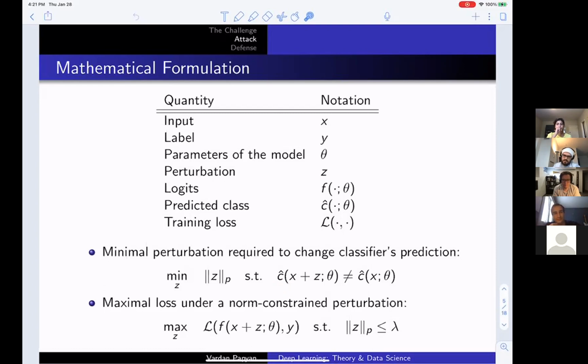Jack is asking whether the norm is on the embedding space or the input. The norm is on the perturbation, which is living in the input space. Okay.